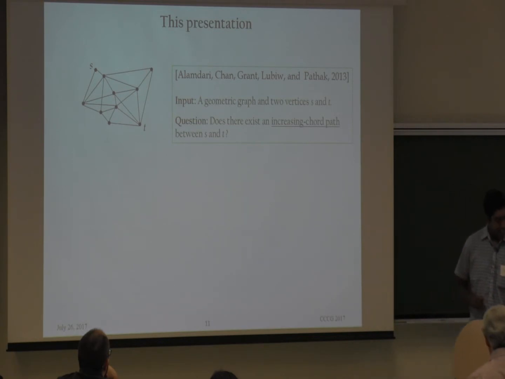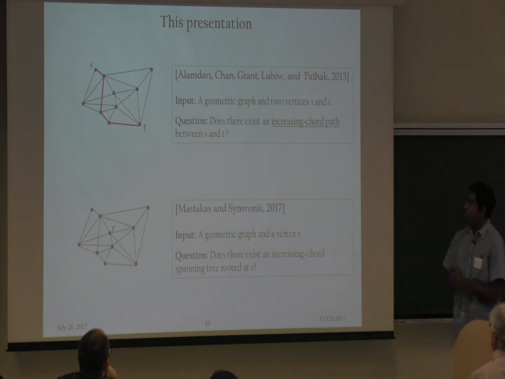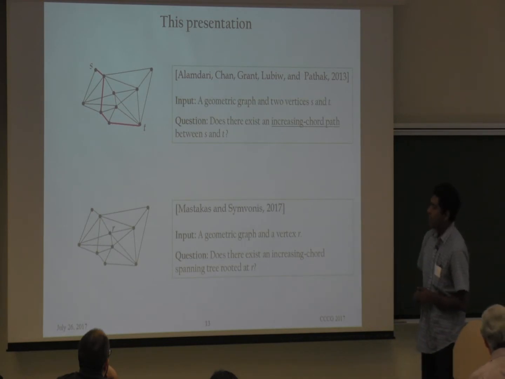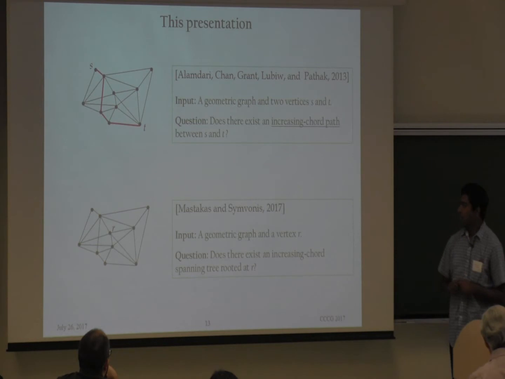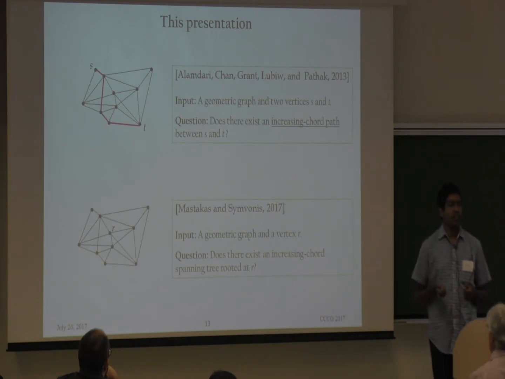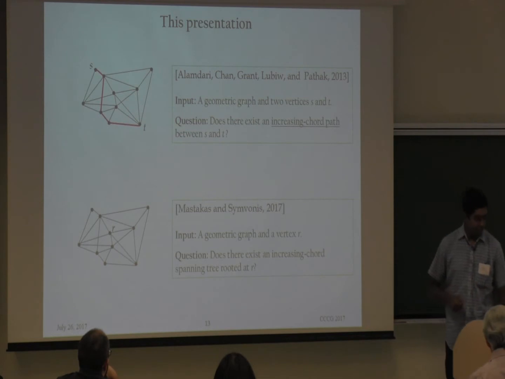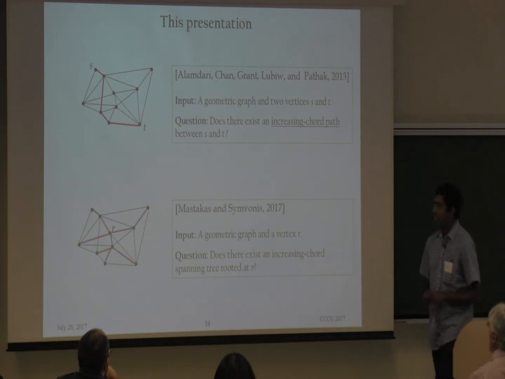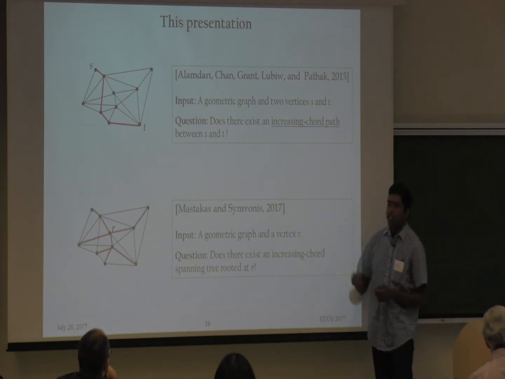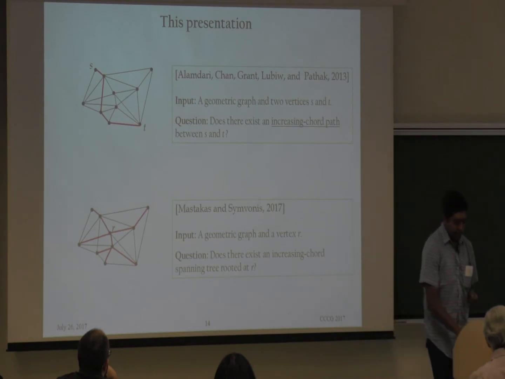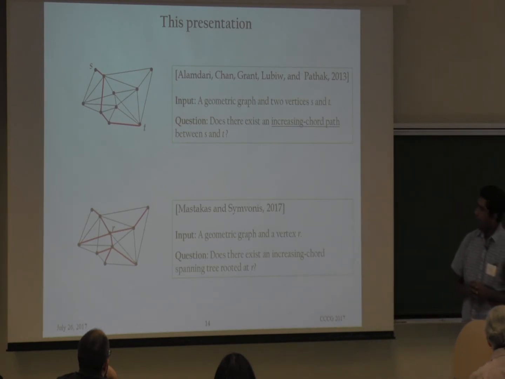Okay. So, the next question was asked by Mastakas and Symvonis very recently, in 2017, and they asked that again, given a geometric graph and a vertex R, can you find a rooted spanning tree, a spanning tree rooted at R such that any root to leaf path is increasing chord? For example, here is a spanning tree for this graph where the root is R and any root to leaf path is an increasing chord path.